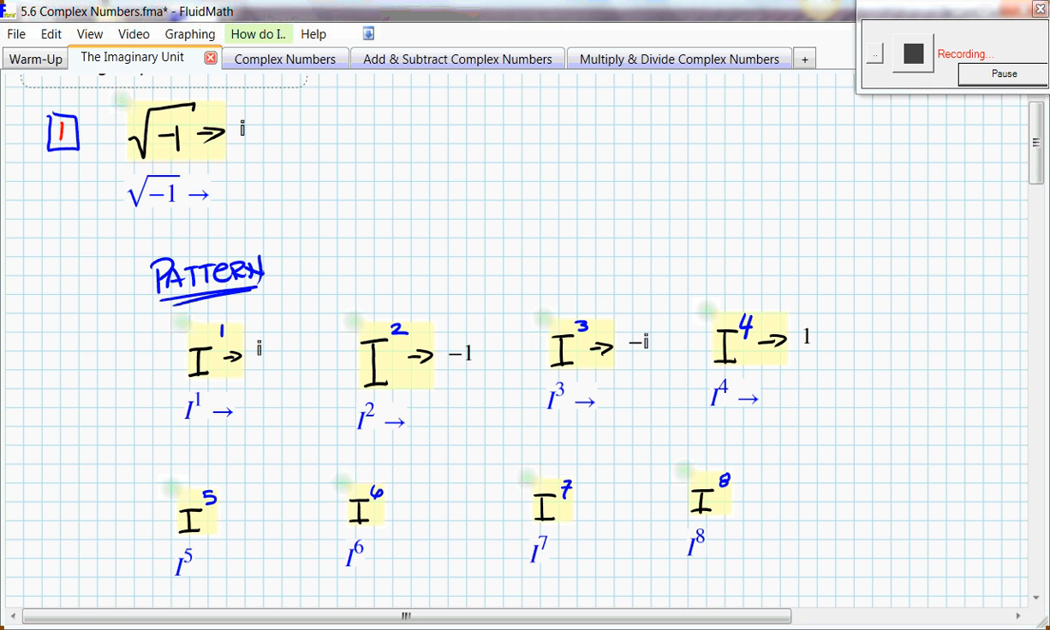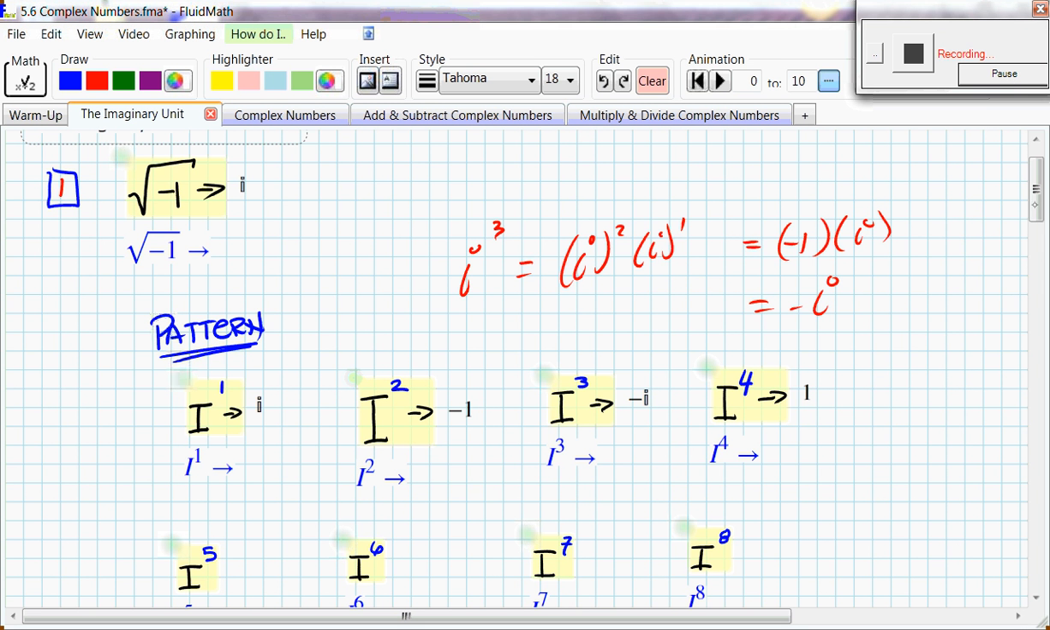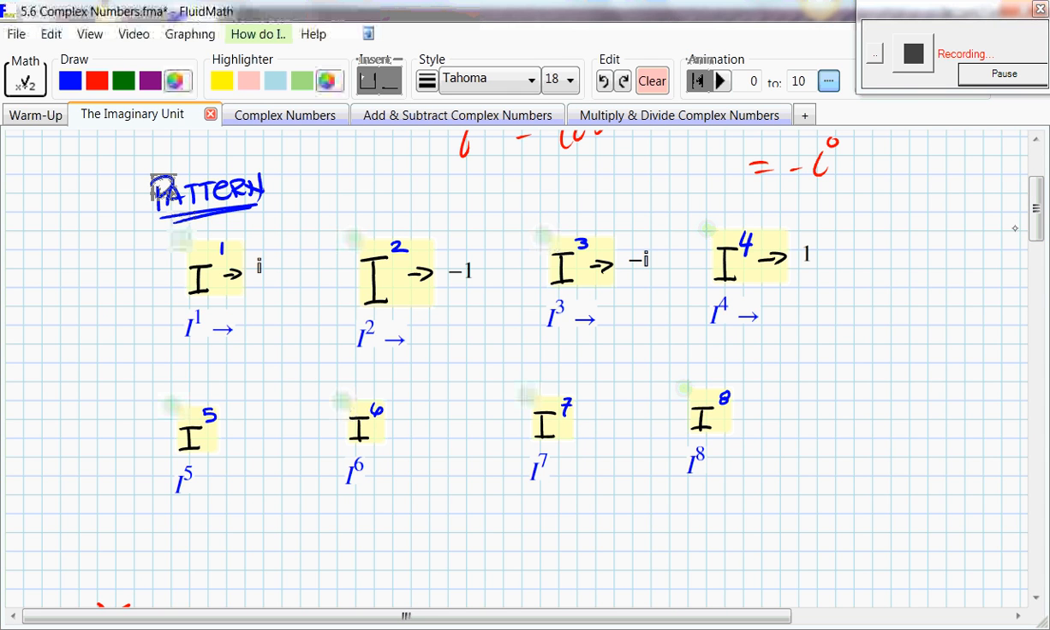So let's review. i to the first is just i. i squared is -1. i to the third is -i, or the negative square root of -1. And then i to the 4th is +1. How do you get i cubed? You got it. Exactly right. Okay, now, here, check it out. What is i to the 5th? Olivia, you're correct. What's i to the 6th? -1, correct. What's i to the 7th? -i, correct. And what's i to the 8th?